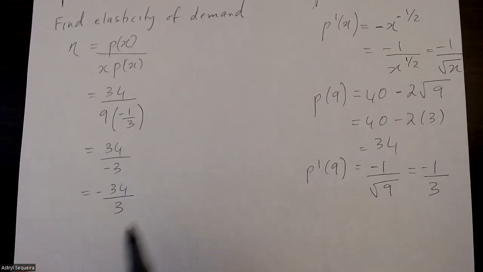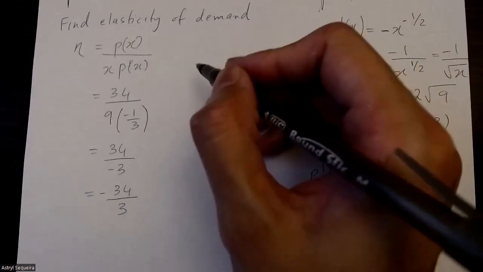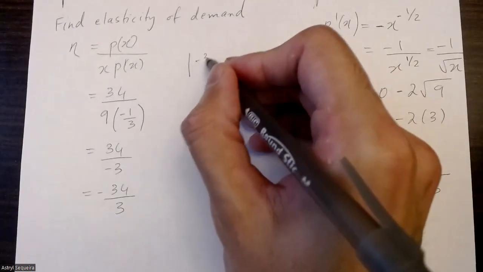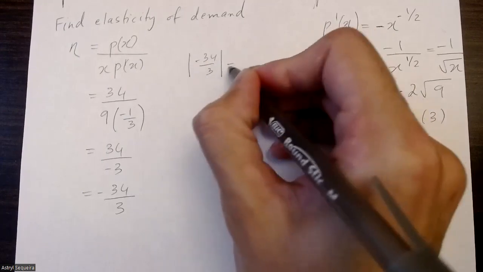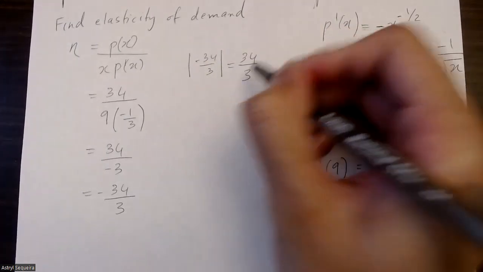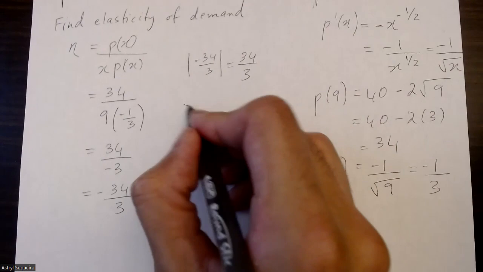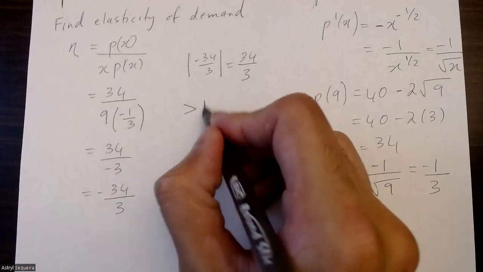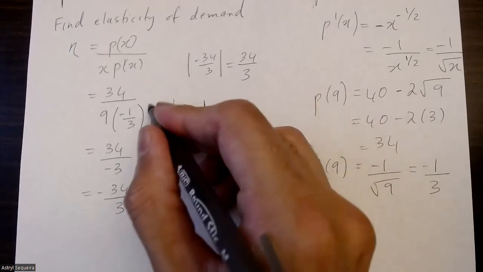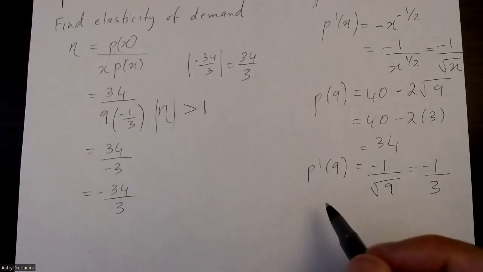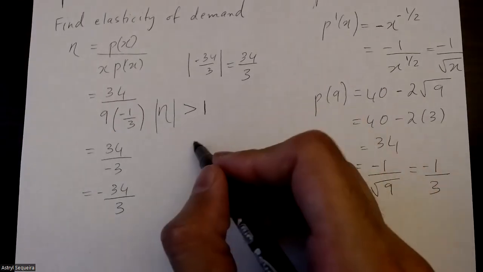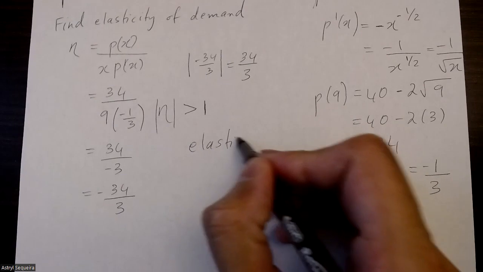Now remember, if the magnitude of this number is greater than 1, it's going to be elastic. If the magnitude is between 0 and 1, it's inelastic. Over here, the magnitude of negative 34 over 3 is just 34 over 3. Since this is greater than 1, we know that this is going to be elastic.